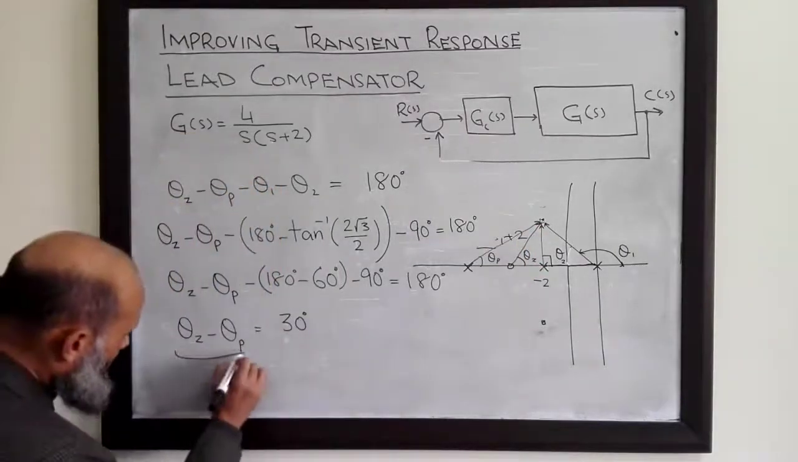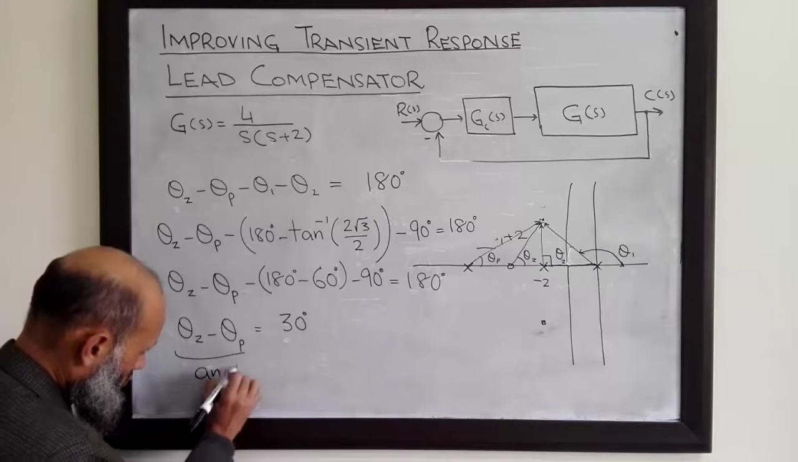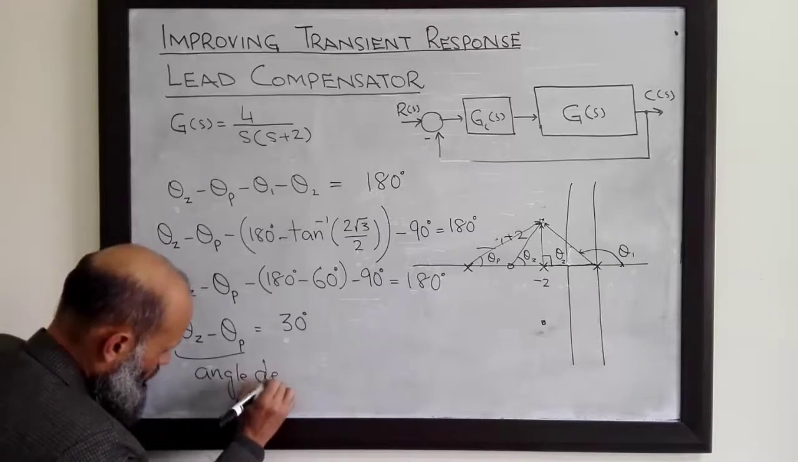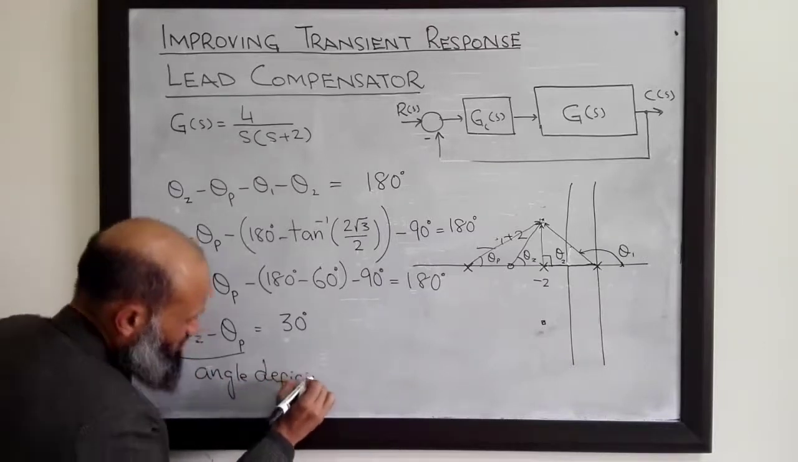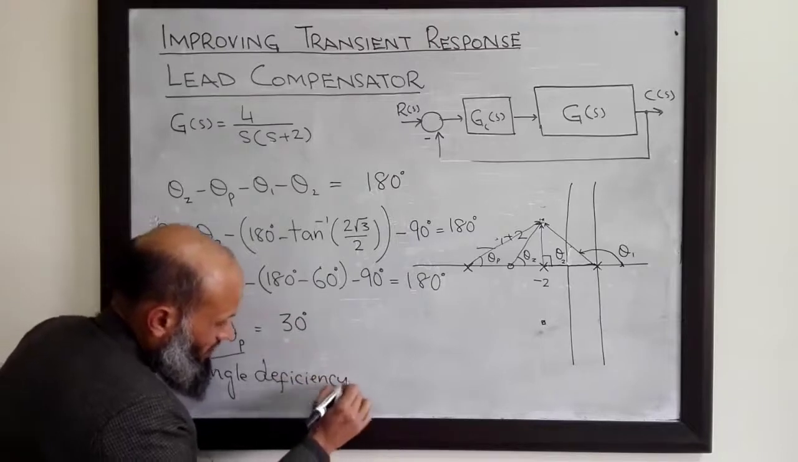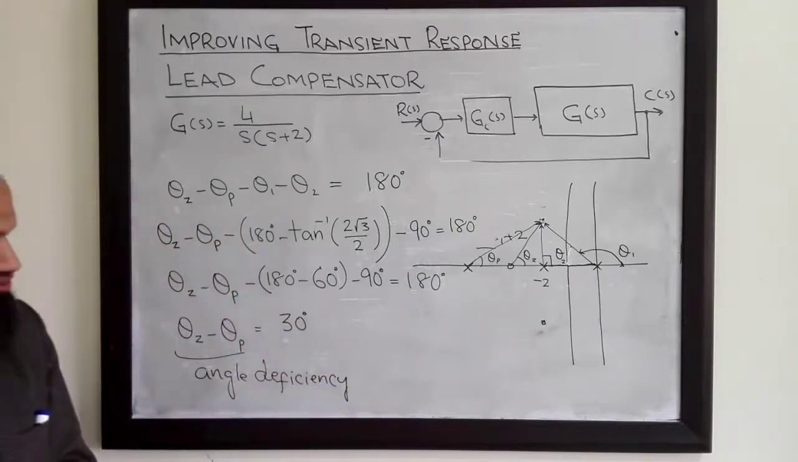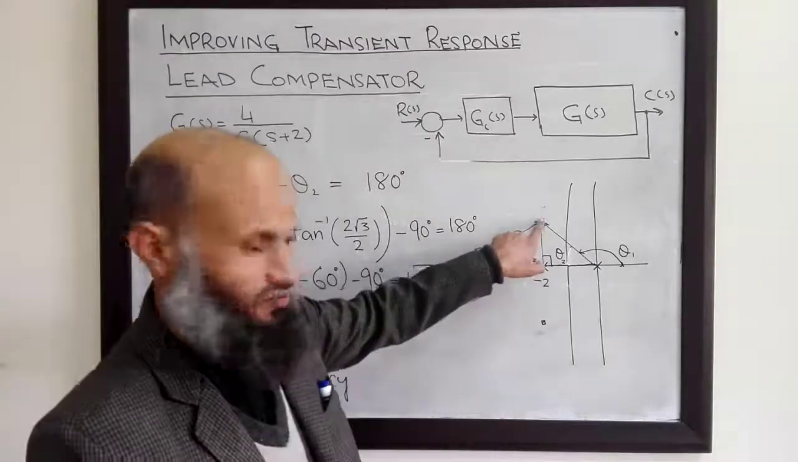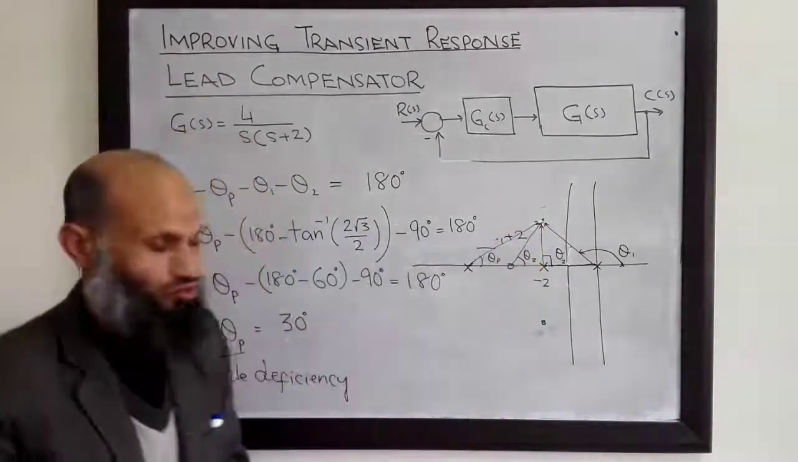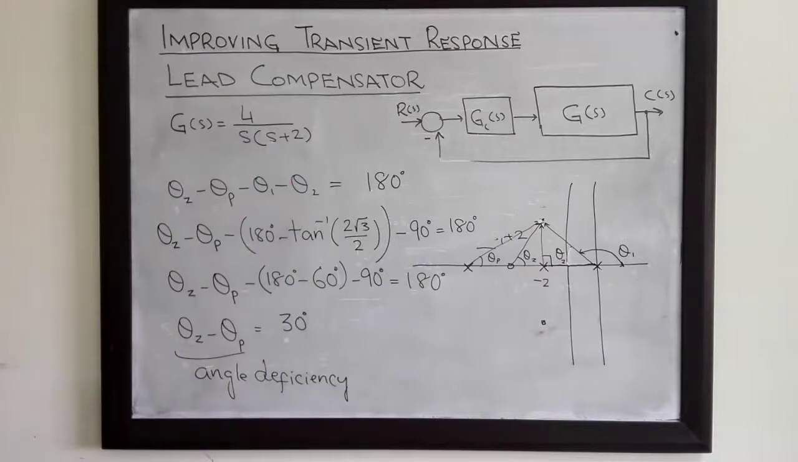This is called angle deficiency. So we have computed the angle deficiency, and this angle has to be contributed by the compensator so that the angle condition is satisfied for this point and the root locus therefore passes through this point.